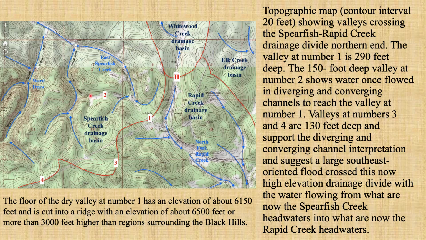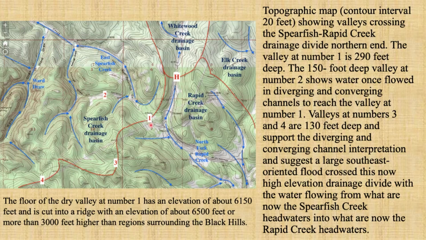It's across two tributaries to Spearfish Creek, but it's a valley that's about 150 feet deep, and it's also an erosional valley. And if you look at the arrangement of these valleys, it looks like if we were dealing with southeast-oriented water coming here, the water would have diverged into two different channels here, maybe even three different channels, multiple channels, and then the channels come together here.